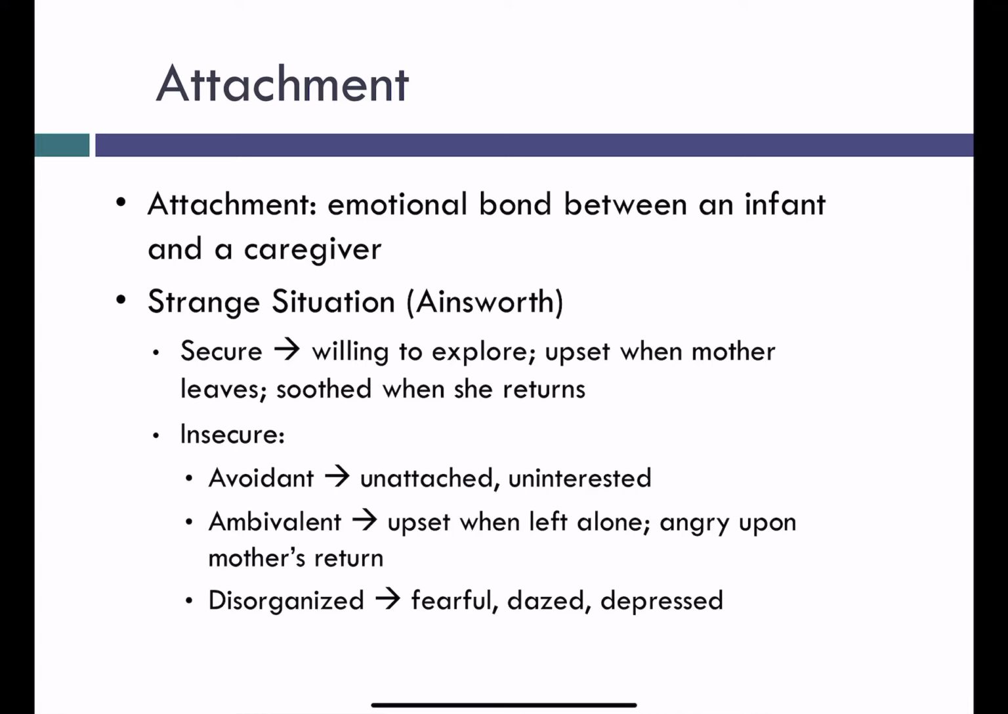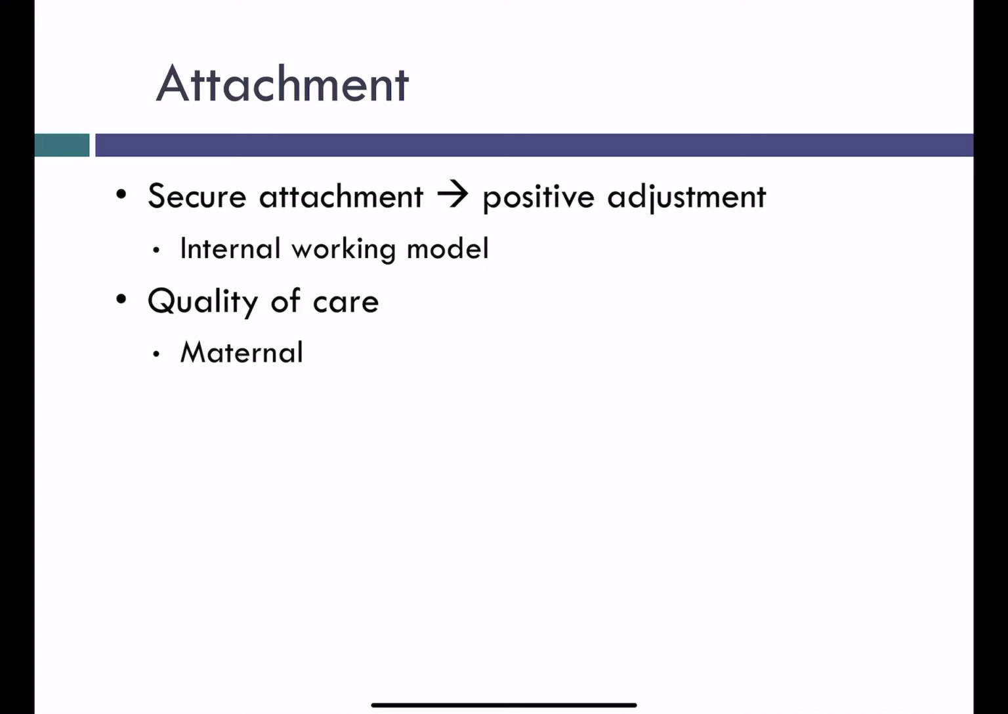And then finally, disorganized attachment. These kids don't really show a clear pattern. They seem really scared or dazed or depressed. These are often the children of parents who are abusive or have used drugs or things like that. They're kind of extreme situations. You see this much less often.